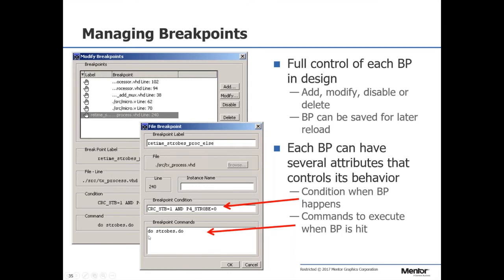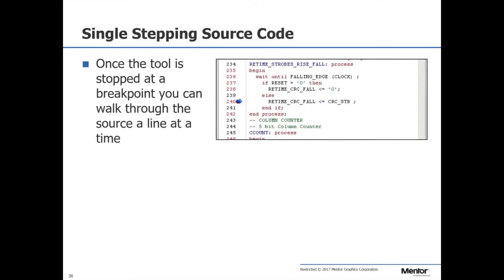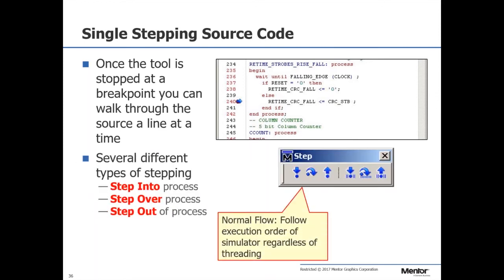And then the last thing down here that you can do is when you hit a breakpoint, you can actually run a do script or a Tcl script. So you can say, when I hit this breakpoint, force this signal to be some value and run 5 more nanoseconds or microseconds or something. I don't use that very often, but it's kind of interesting. It's something you can do. So once I've hit a breakpoint, now I probably might want to single step through my code to figure out where it's going. So this step bar gives you several different ways to step.